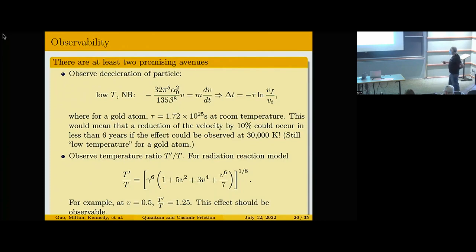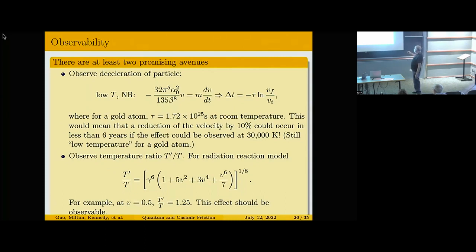So this is going to be a long, long time. That means if you have a really good graduate student, you keep them around for 6 years, working away in the lab, and you could somehow do this at 30,000 Kelvin, you could see a 10% reduction in the velocity. So this doesn't seem super practical, but could be done. Maybe you can think of some ingenious way to enhance it. So of course, you go to higher temperatures, or this is already high.